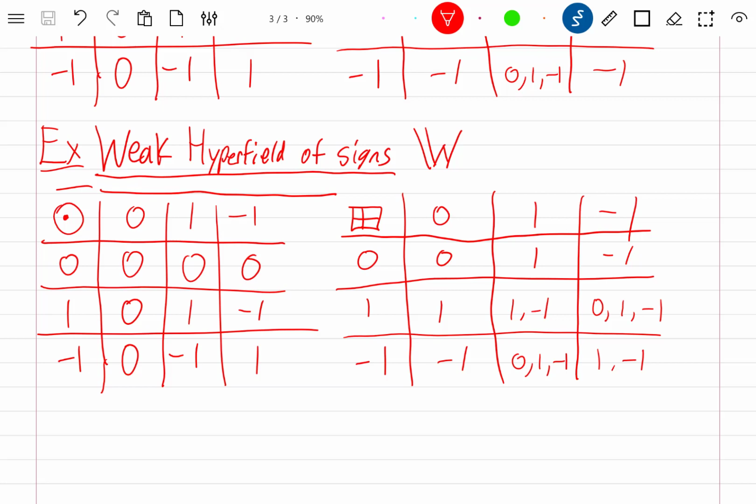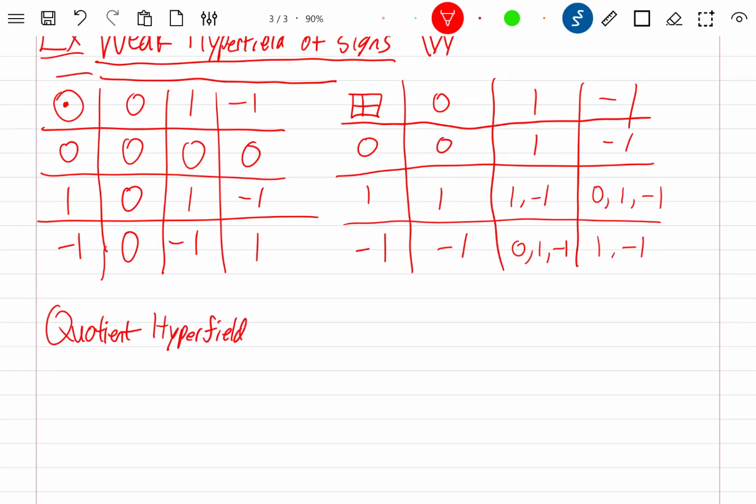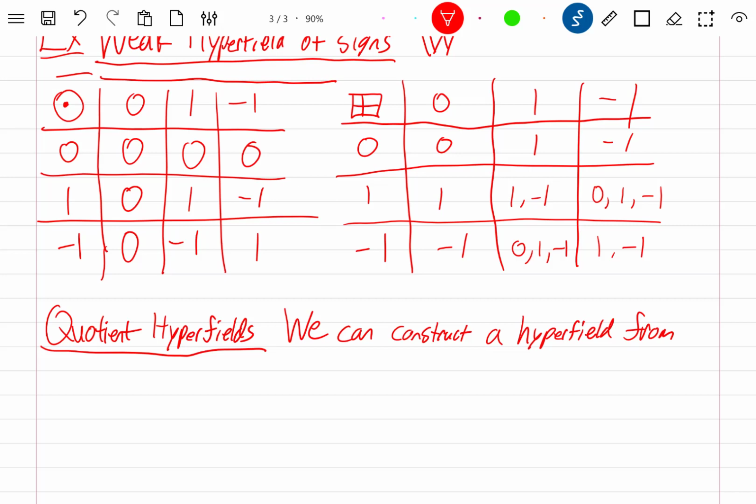All right, so moving on. I will now tell you what a quotient hyperfield is. This next section is on quotient hyperfields. And the idea is we can construct a hyperfield from a field.